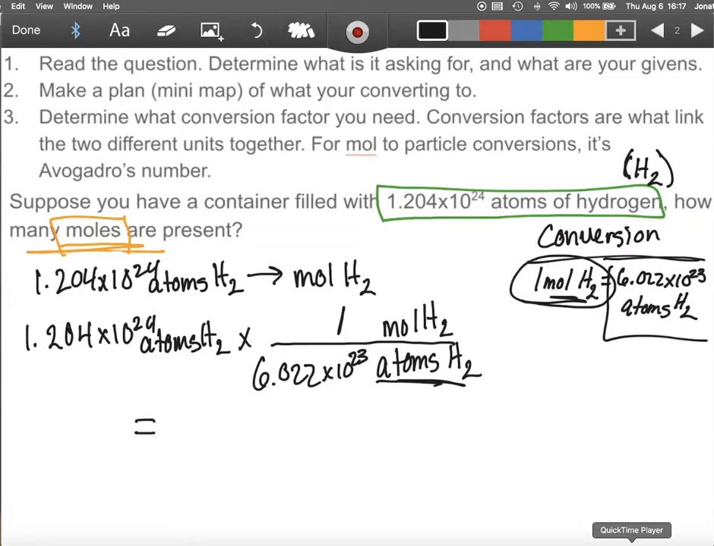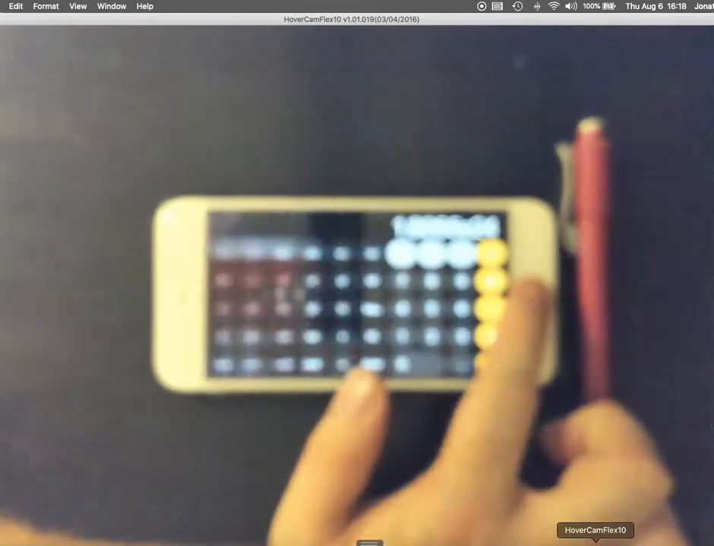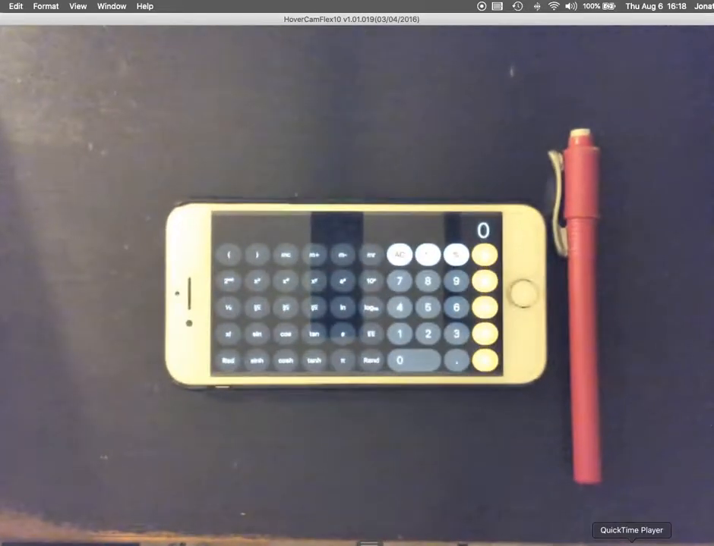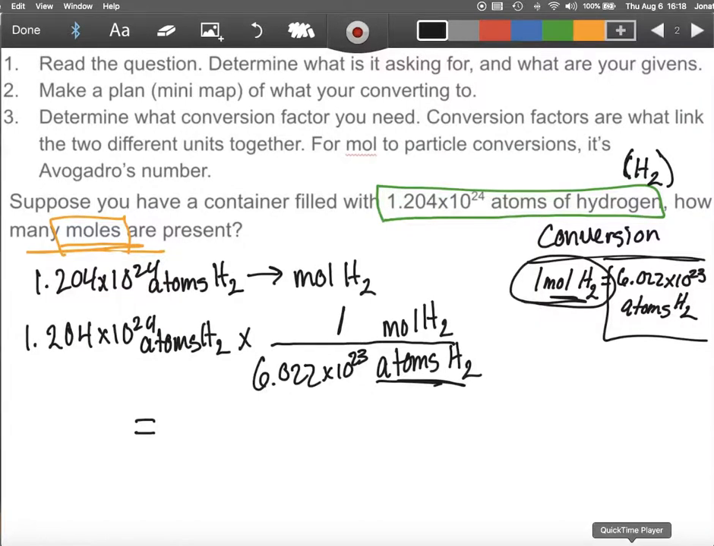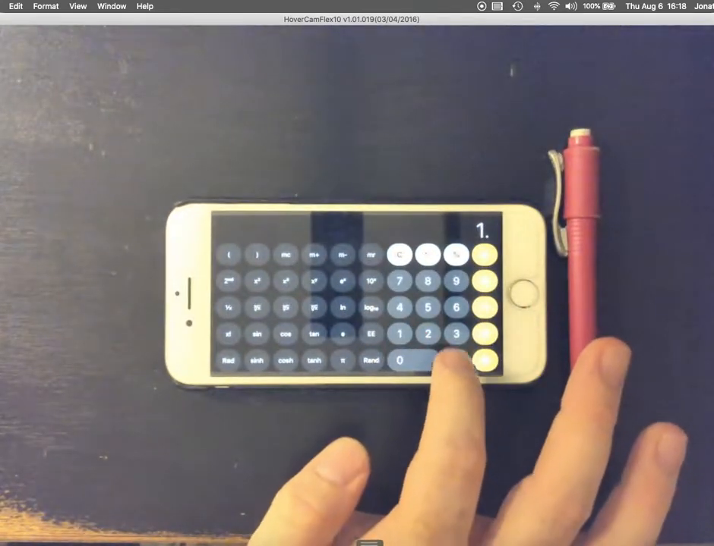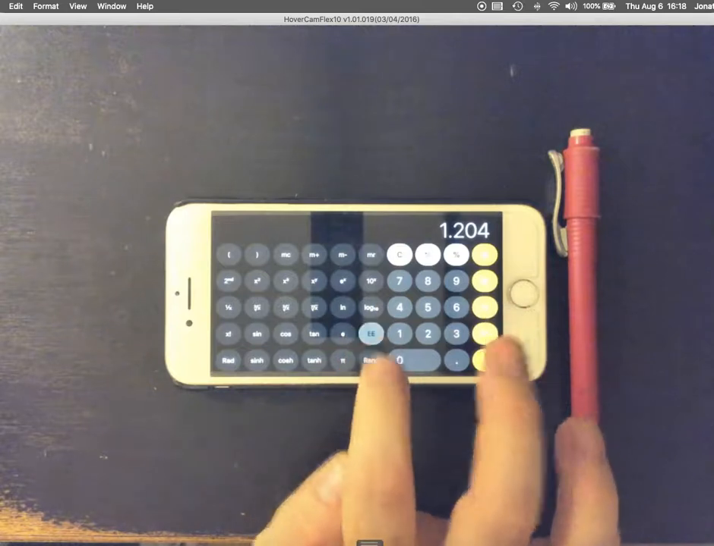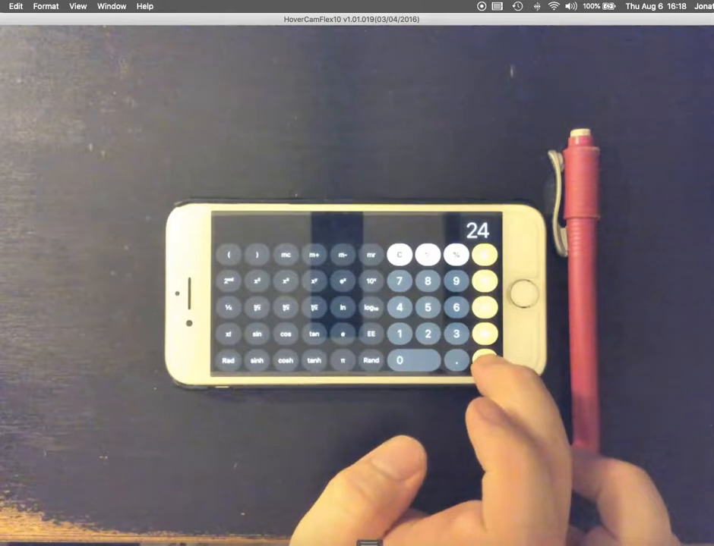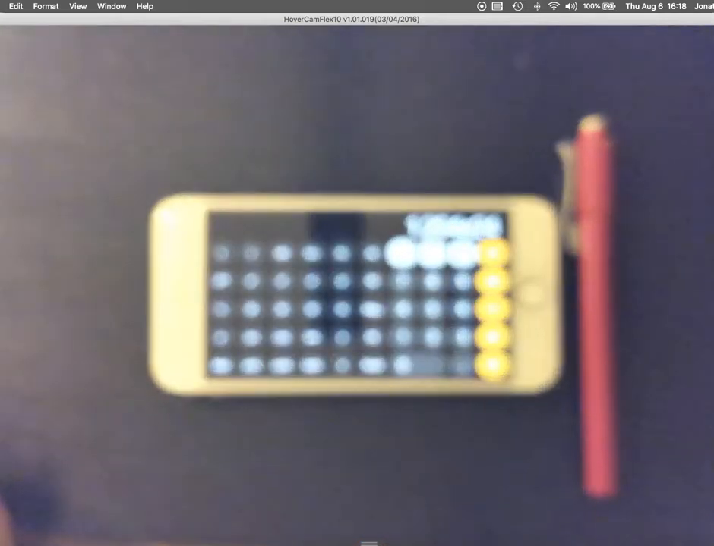Alright, now it's time to go through and calculate this, and I will switch back over to this screen so I can show you how to type it into your calculator. I apologize, it's going to go in and out of focus because I don't have a very good camera right now. What we need to do is 1.204 times 10 to the 24th. So let's plug that into our calculator: 1.204, the double E sign, which gives the times 10, then type in the power 24. Hit equals, and that gives us that number there.